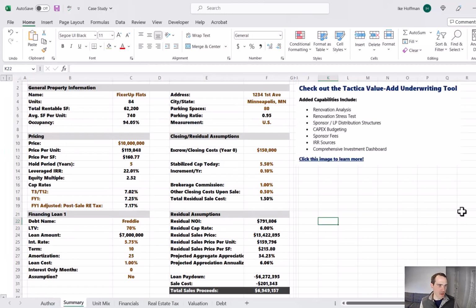The last thing I want to do is show you how this example looks in an actual pro forma underwriting model. So I'm in Tactica's free multifamily template. If you need a tool to help you underwrite your deals, it's linked below. You can download it for free.